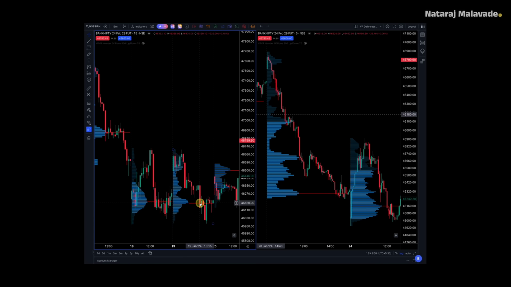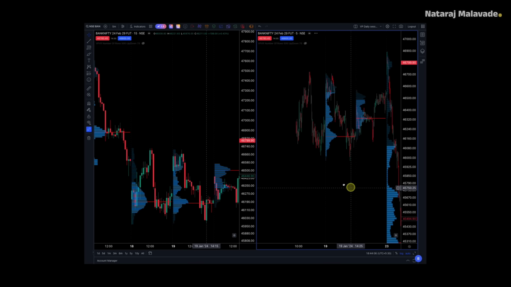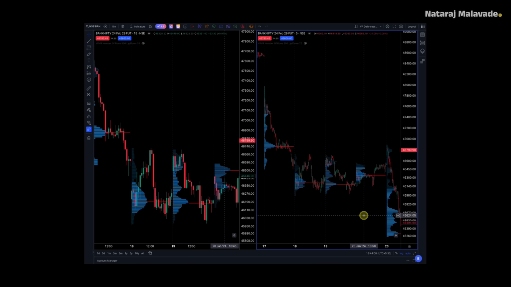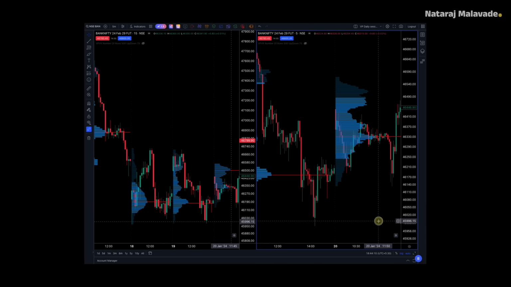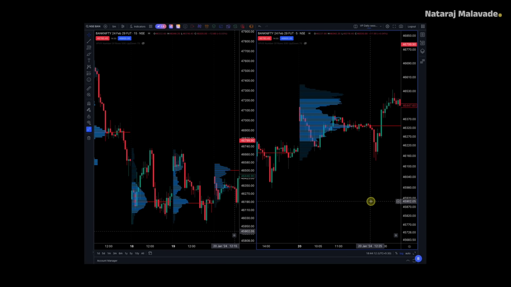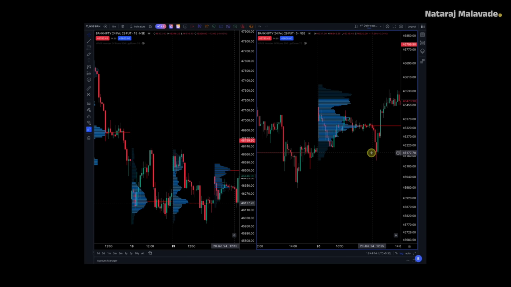So the moment it approached the point of control, we have seen this kind of a reversal, and that's exactly what we were looking for. All right, so let's see on 20th Jan. So this is when, in the 5-minute candle, we would have probably captured this particular move, but personally I don't trade the 5-minute chart, so it will be very choppy kind of a movement.